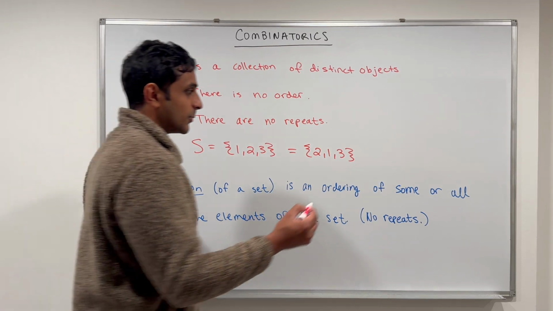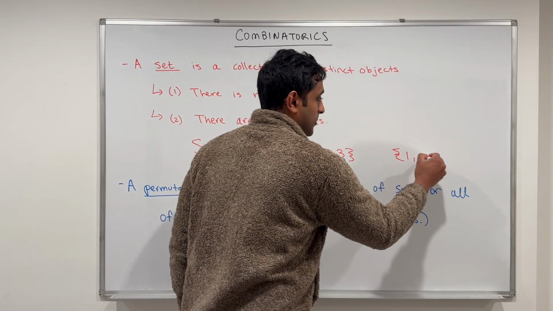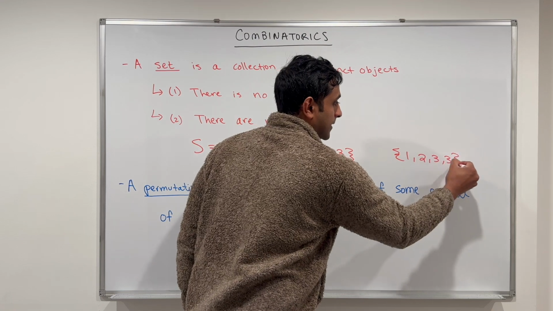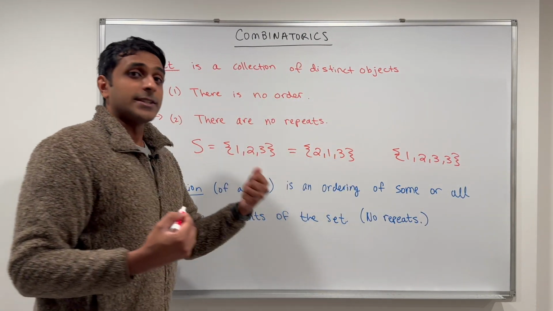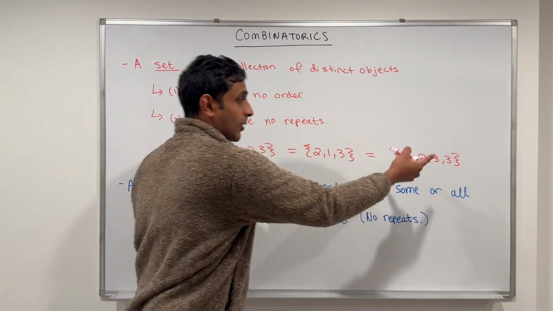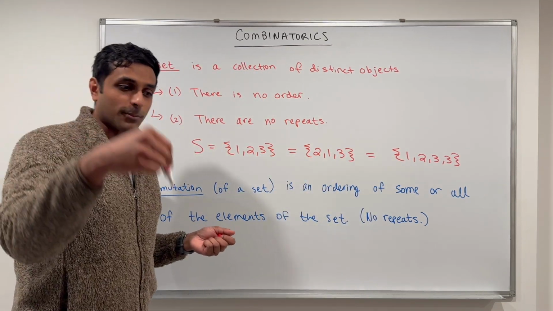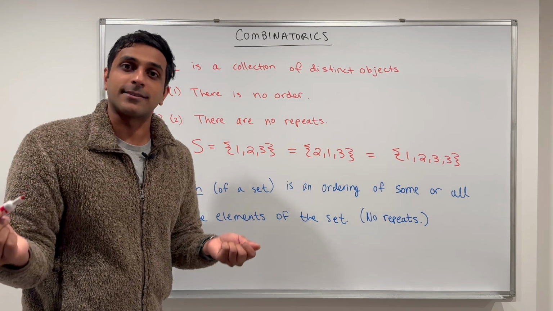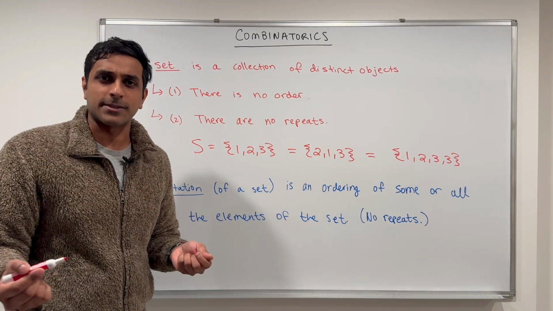Okay, so you're allowed to write repeats. So you're allowed to repeat the number 3 like this, but you just need to realize that you're not changing anything fundamentally about this set. These are all the same exact set. If you put a number in the set once, it's just in the set. It's not in the set any amount of times, okay?